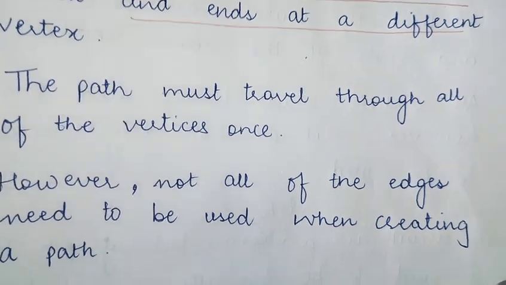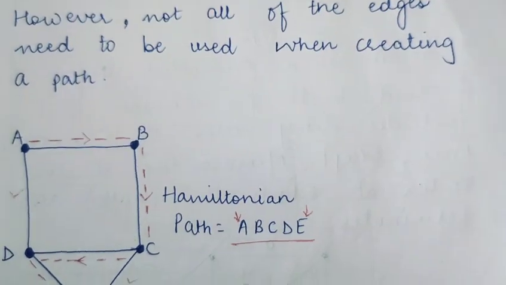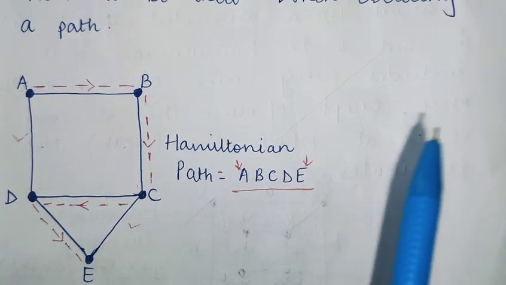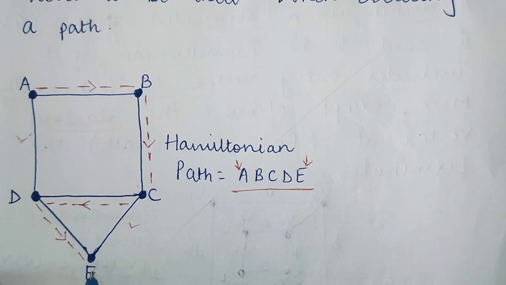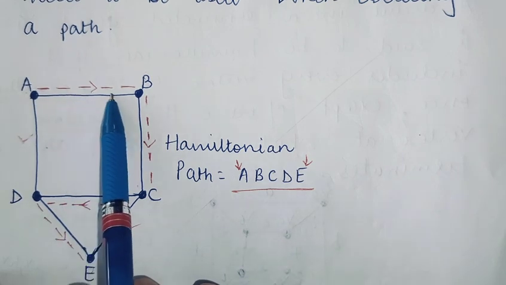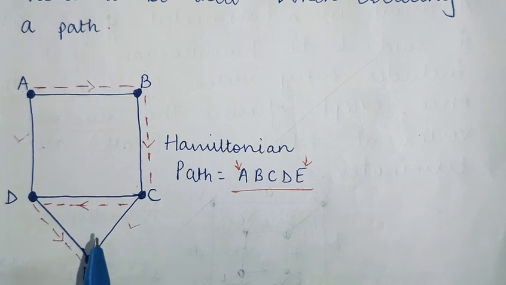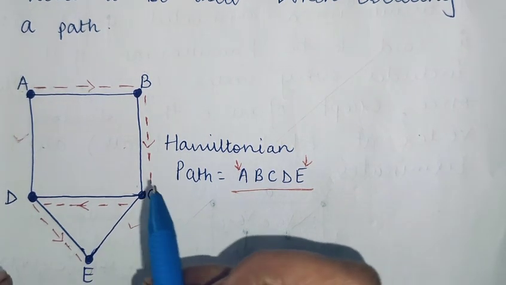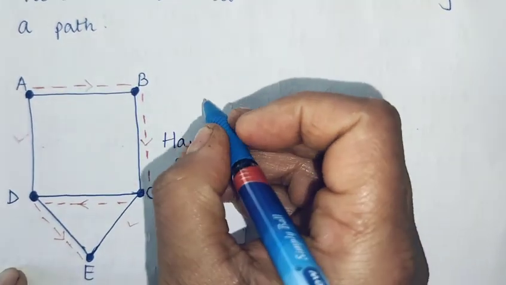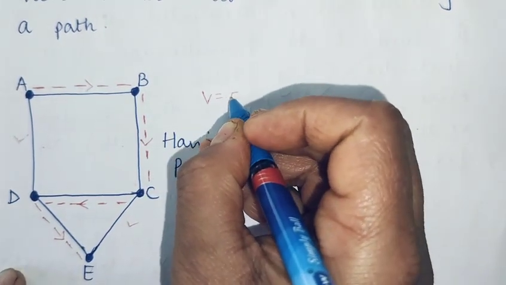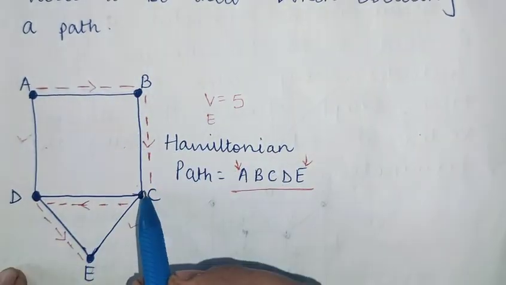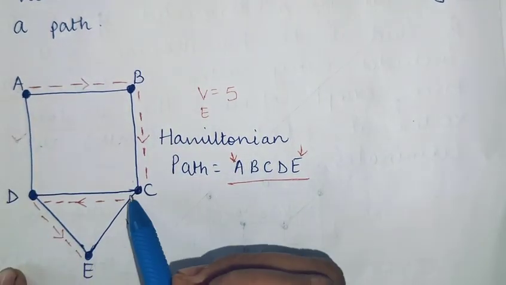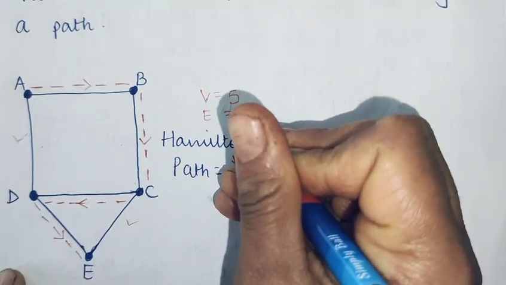Now let's find a Hamiltonian path in this graph. You can see this is a graph containing how many vertices? 1, 2, 3, 4, 5. So this graph contains 5 vertices, and how many edges? 1, 2, 3, 4, 5, 6. So in total we have 5 vertices and 6 edges.